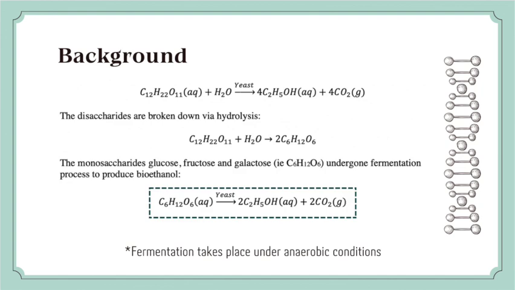The final reaction for ethanol production from glucose occurs when each glucose molecule is converted into 2 molecules of ethanol and 2 molecules of carbon dioxide. This reaction takes place under anaerobic conditions and is catalyzed by enzymes in yeast cells.